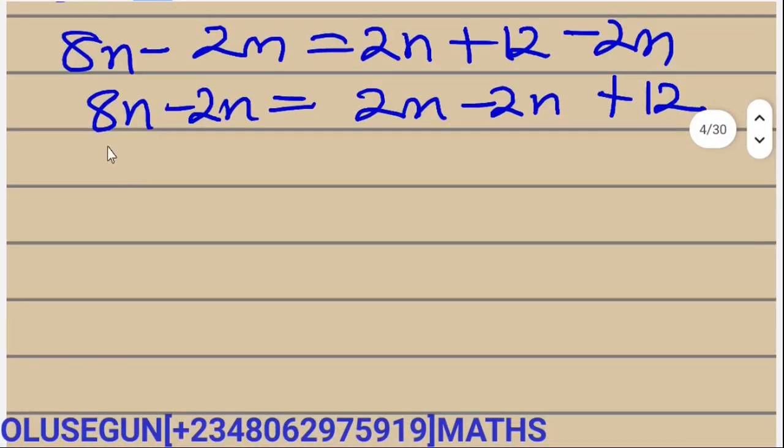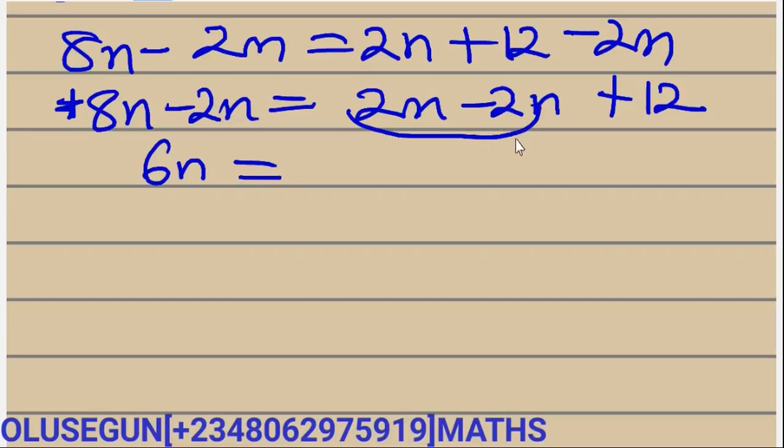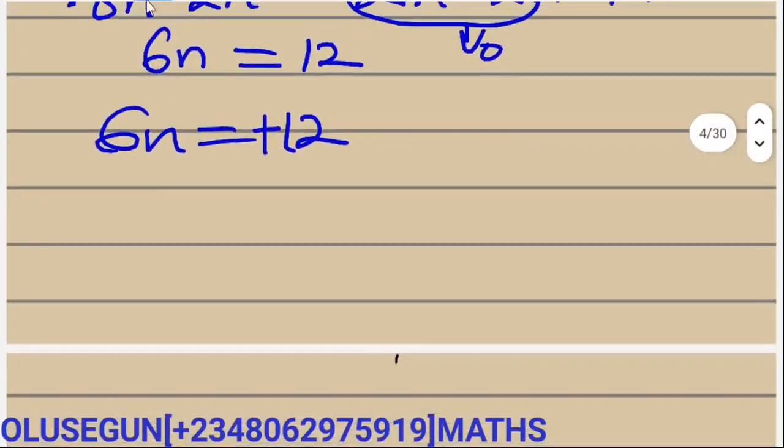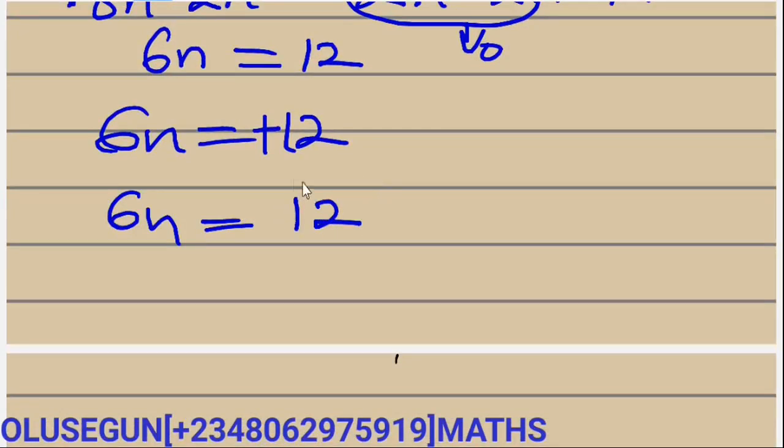Something is happening that people don't know: here there's a plus, but it's silent. So plus 8 minus 2 will surely give you 6n, which is equal to, as I've said, this will turn to 0, making plus 12 remain plus 12. So we have 6n is equal to plus 12. Meanwhile, 6n is equal to 12. So this is exactly where we're going to.